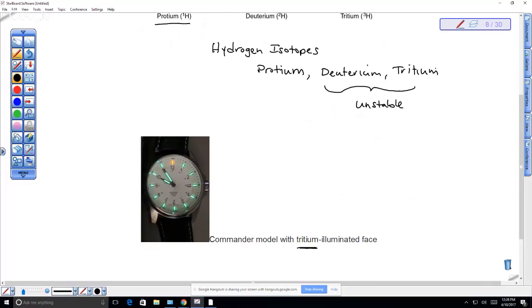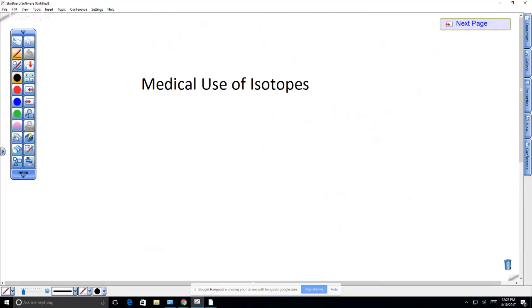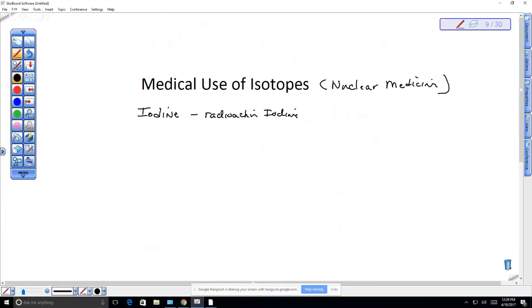Okay, so if we look at the medicinal use of isotopes, sometimes we use iodine. So radioactive iodine. And again, if you go to the hospital, this would be under the purview of nuclear medicine. So you see a sign that says radiology, and then you see a sign that says nuclear medicine, and that's what they're talking about.